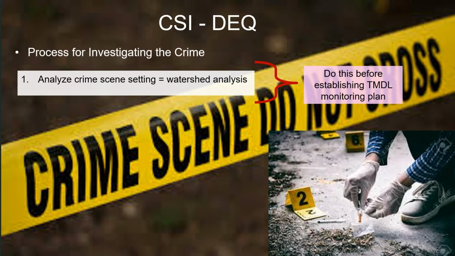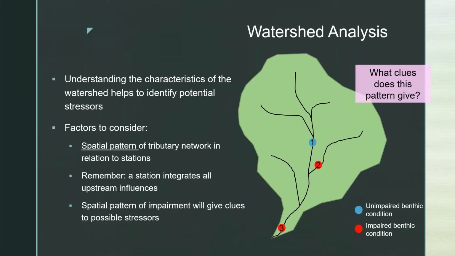Now, ideally, we would like to do this well in advance before establishing the TMDL monitoring plan, okay? Because there are some elements, as we analyze the watershed, that might bring up some questions or issues with what else we might want to monitor, or maybe where we may want to monitor. So the first thing that we want to look at in terms of the watershed is the spatial pattern.